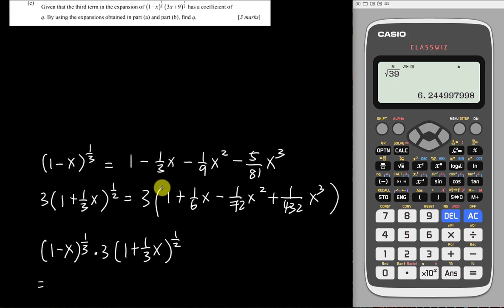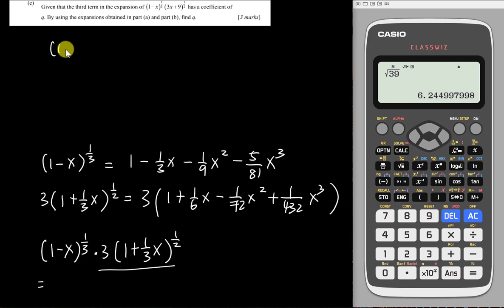So the question basically asks us to do something like (1 minus x) to the power of 1 over 3 and multiply the (3x plus 9) to the power of 1 over 2. And this one is the simplified version of the (3x plus 9) to the power of 1 over 2. I basically factorize out the 9 here, and 9 to the power of 1 over 2 out. So, okay, this is the answer we got from part A and part B. So right now, the real question is, what is the third term here?